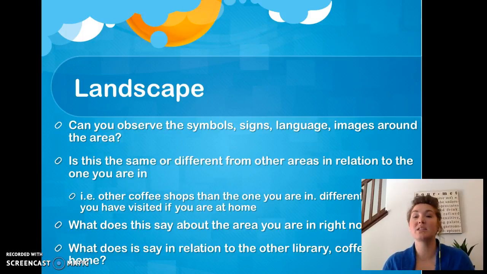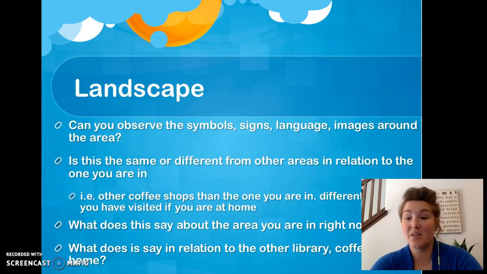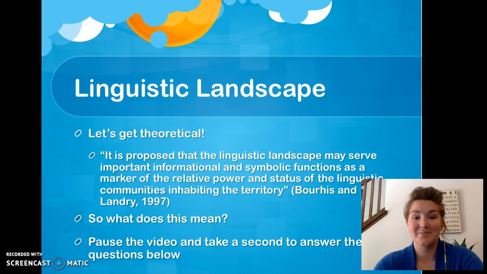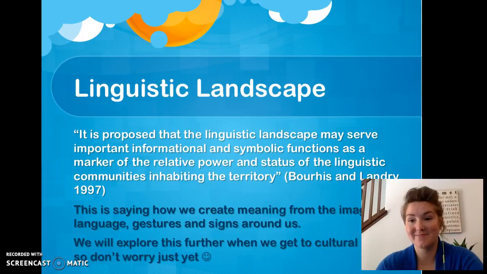What does this say? What can you think of? What ideas come to mind when you look around you and observe these languages? So what does this say in relation to other libraries, coffee shops, or homes, right? Does this create a value? Does this create a more pleasurable experience, a less pleasurable experience? Is this something you expected? Is it something you didn't expect? So pause this video and take a second to answer the questions.